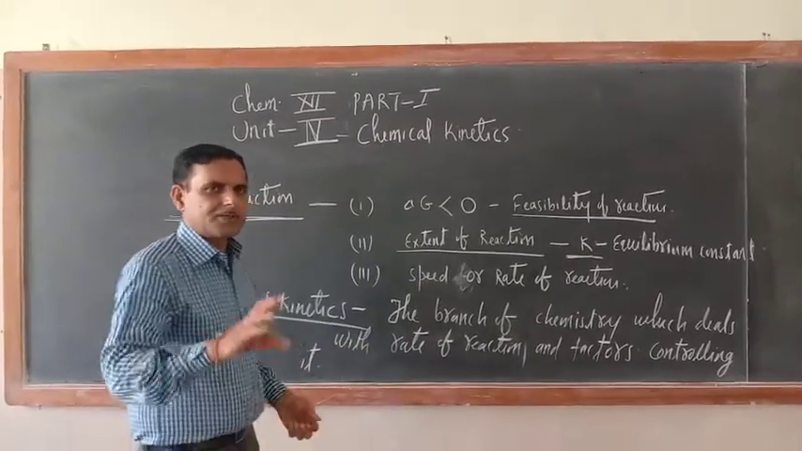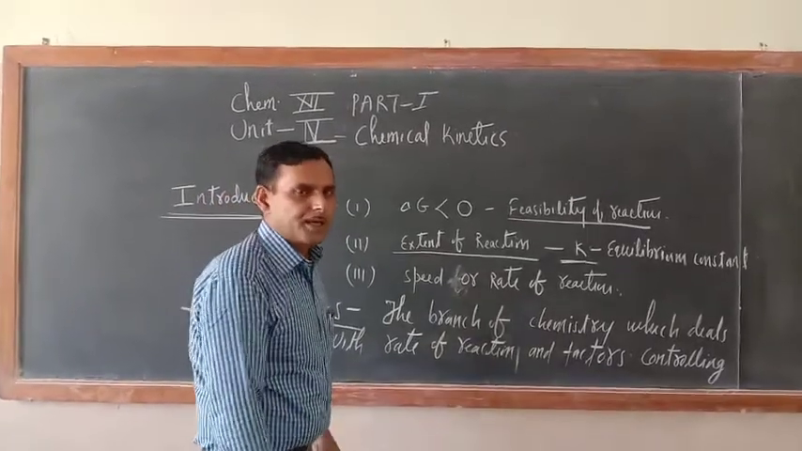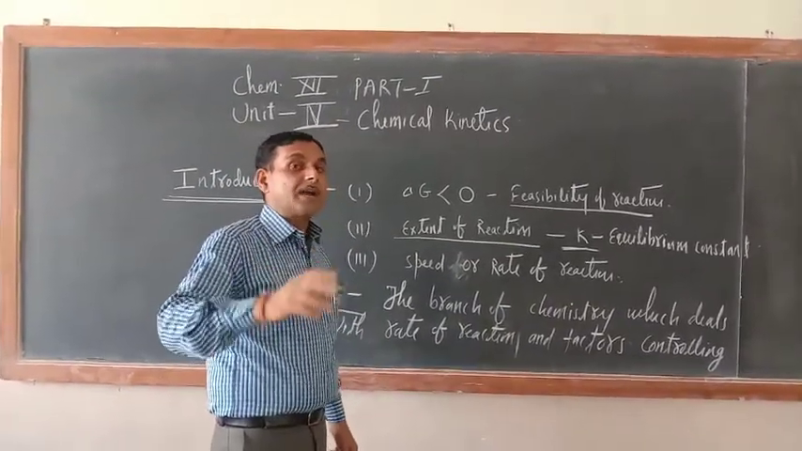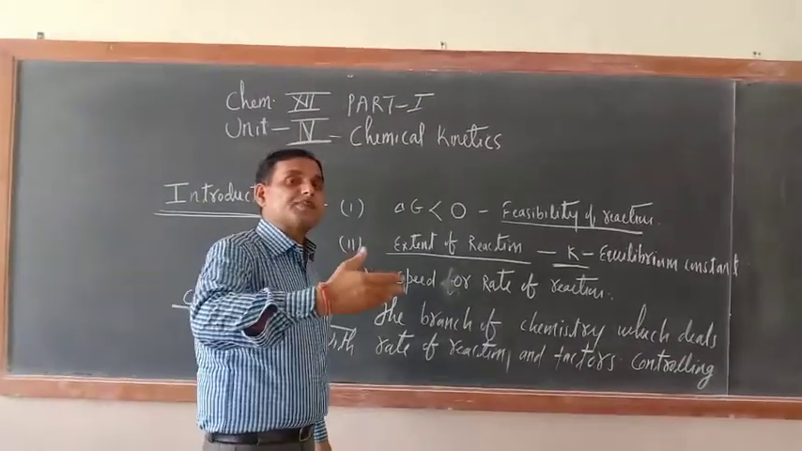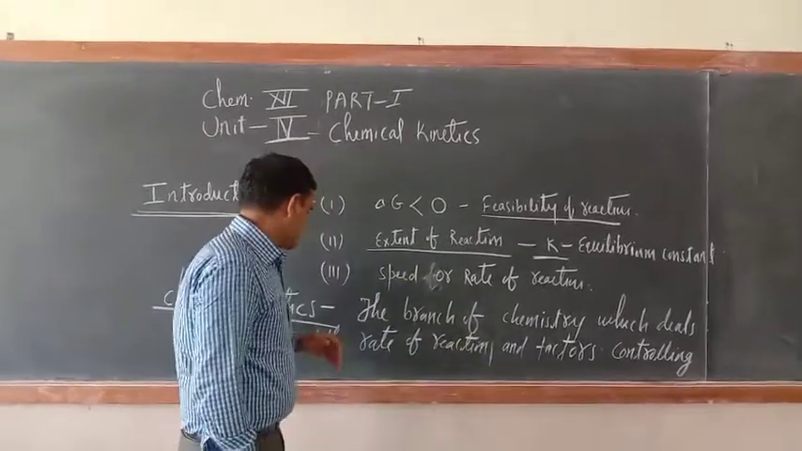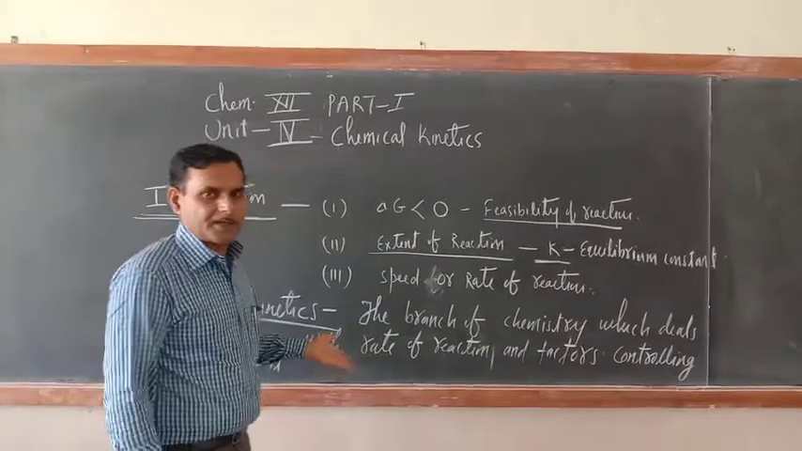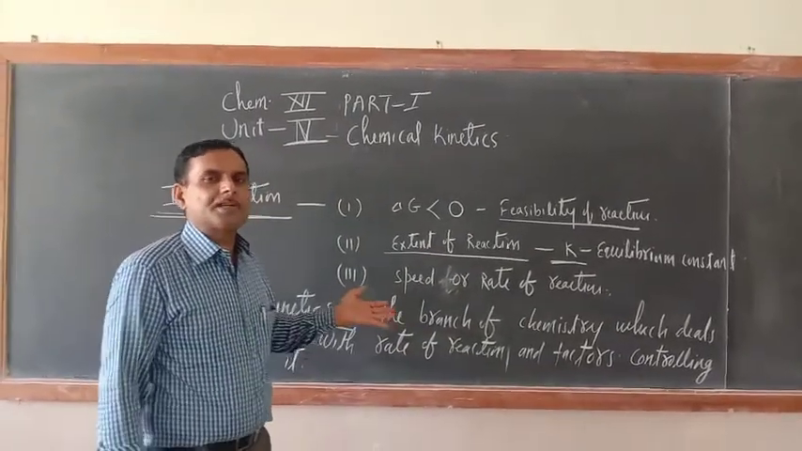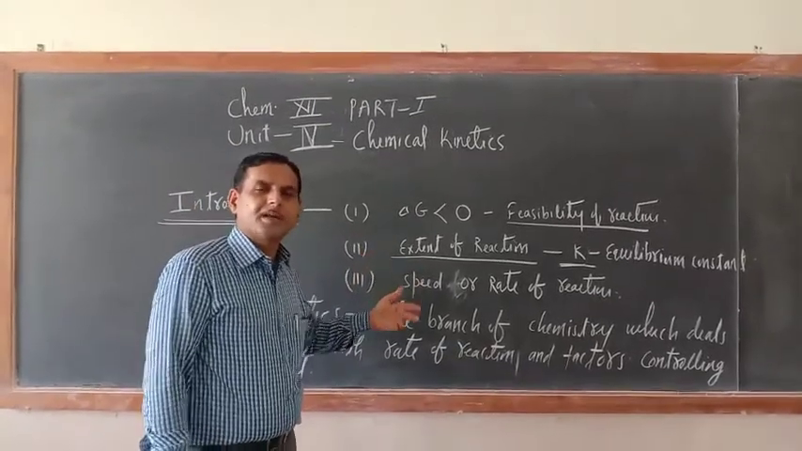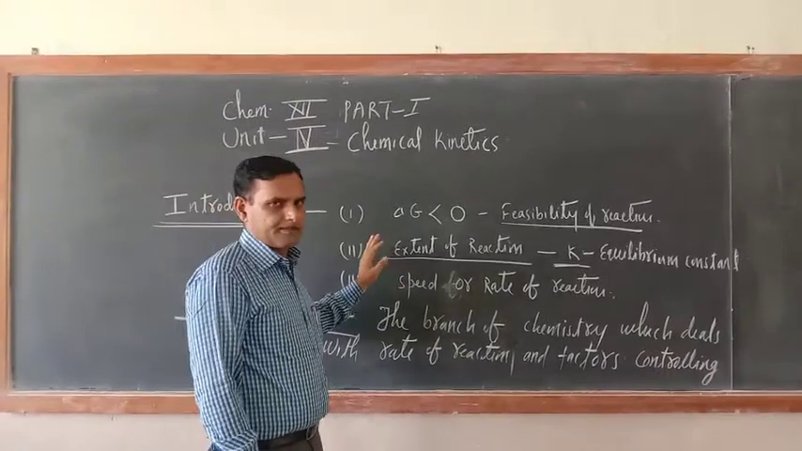controlling it. In chemical kinetics, 2 things we want to study. Number 1 is the rate. Rate means at what speed a particular reaction or any reaction gets over. And what are the factors which are controlling it? If we know these 2 things, then only we can understand this chapter completely.